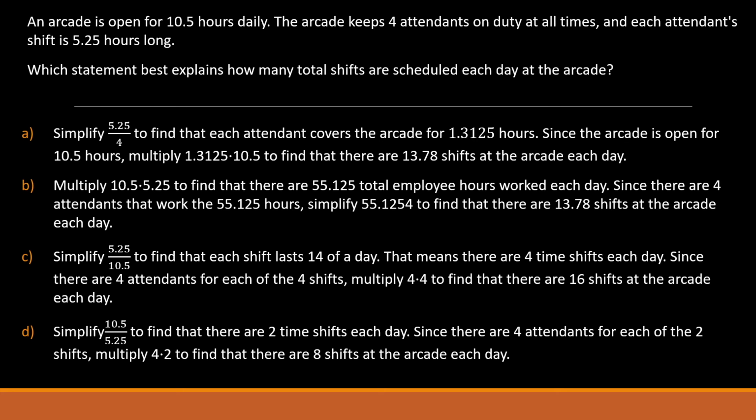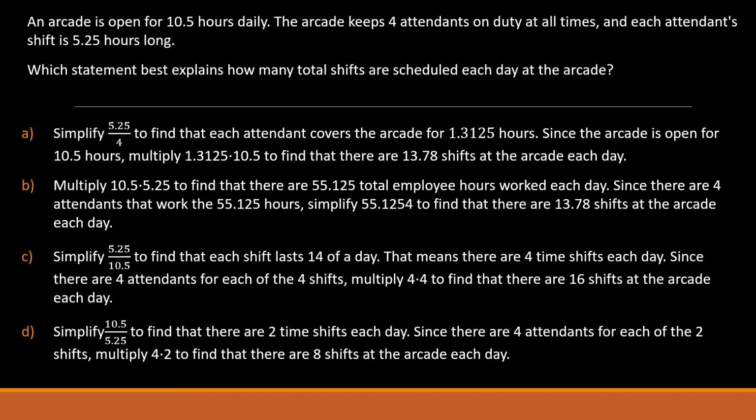All right, next question says that an arcade is open for 10 hours daily. The arcade keeps 4 attendants on duty at all times. Each attendant's shift is 5.25 hours long. Which statement best explains how many total shifts are scheduled for the arcade each day?